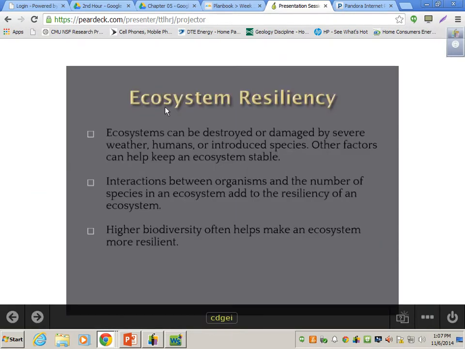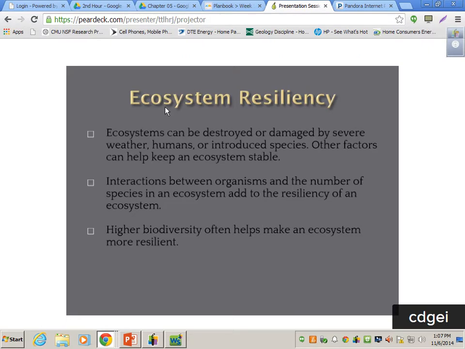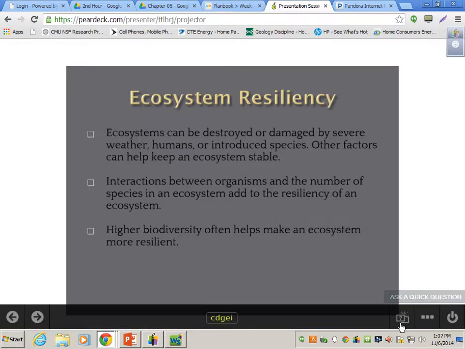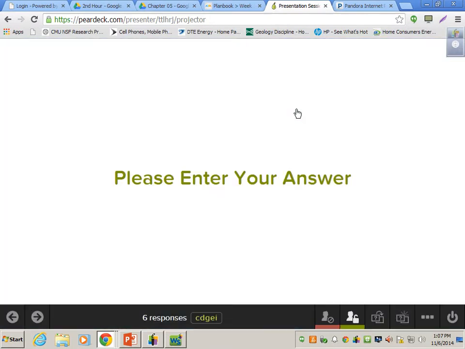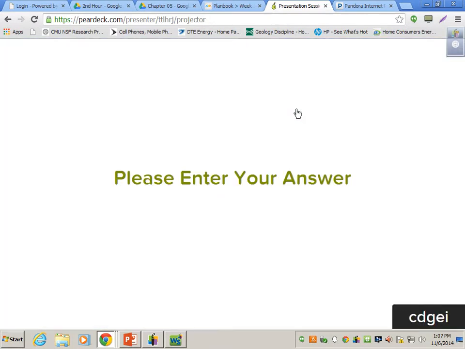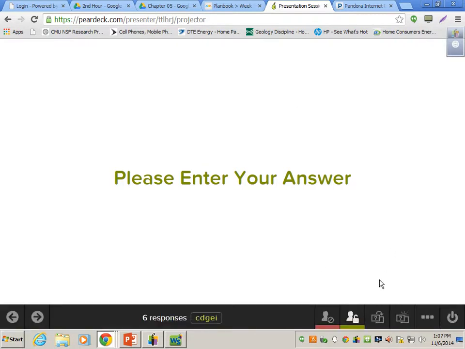So in resiliency, this is the next thing we need to talk about. An ecosystem can be destroyed or damaged by severe weather, humans, or introduced species. Other factors can help keep an ecosystem stable. What are some species Michigan has introduced that have disrupted our resiliency? Yeah, like invasive species.